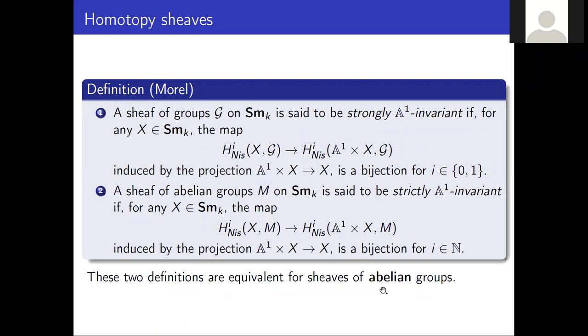So the idea is, Morel defined what he called the Rost-Schmid complex. I will talk a bit about it later, but basically Morel defined a complex that computes Nisnevich cohomology for this kind of sheaves. And Morel proved that the Rost-Schmid complex is A1-invariant, and that's basically how you prove that these two definitions are equivalent if you work with abelian groups.